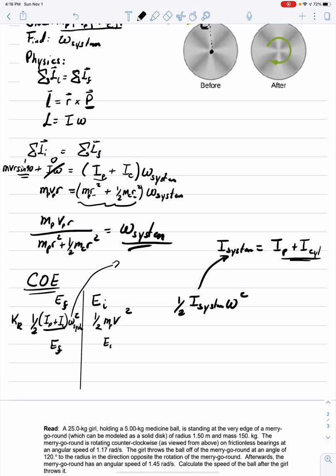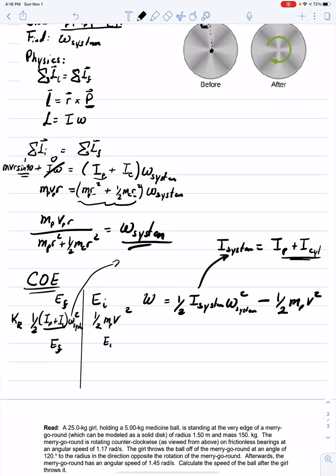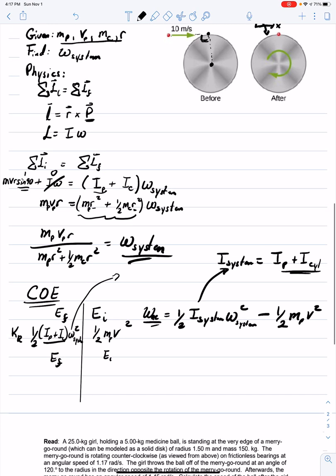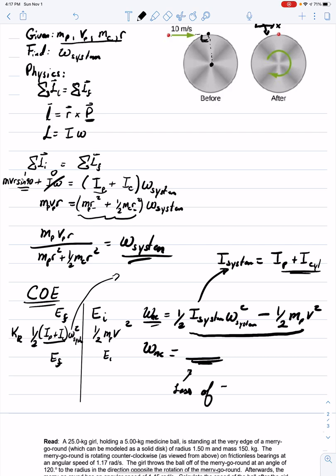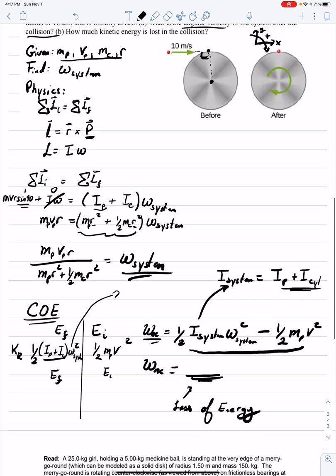times angular velocity squared, system squared, minus 1/2 mass of the particle velocity squared is equal to work due to non-conservative forces. So the energy loss is actually what you're gonna get once you subtract these two together and you get a value here. That would be the loss of energy of that system once they collided together. Okay?